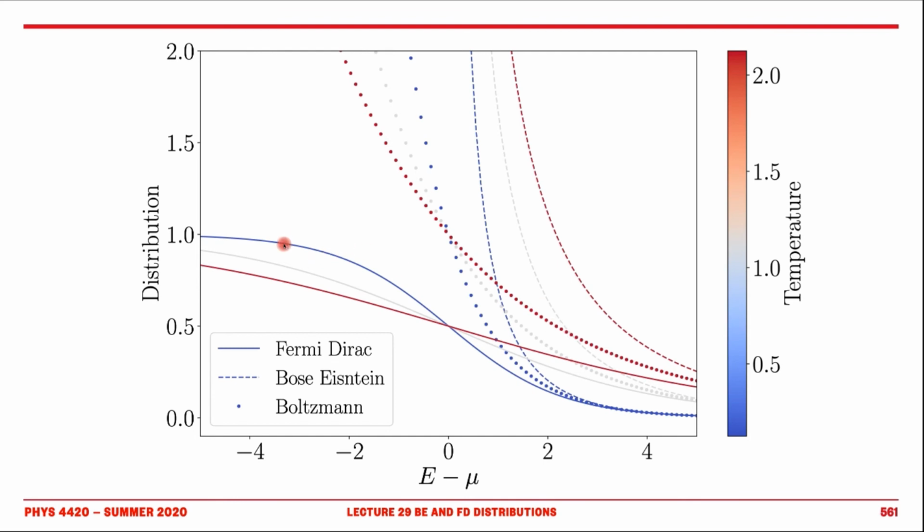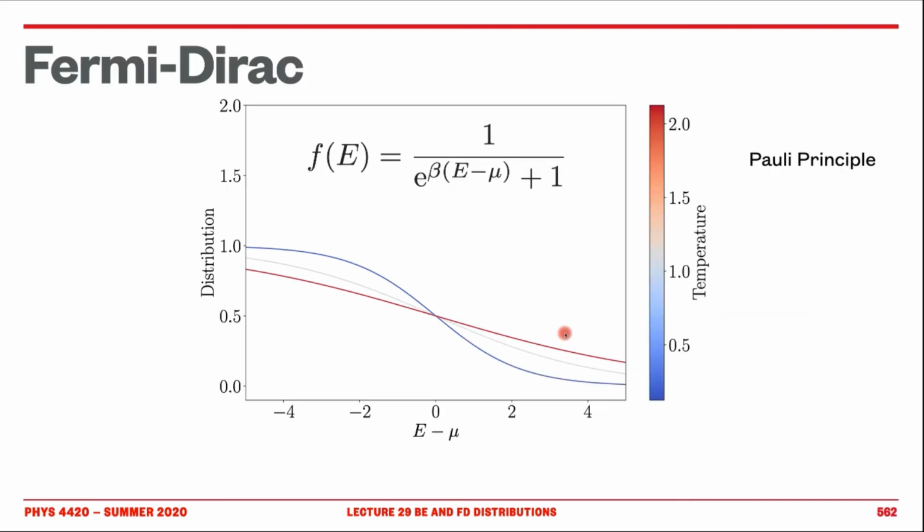I'm going to dissect it, where we have the Fermi-Dirac, Bose-Einstein, and Boltzmann distributions for different temperatures. So before we go into this spaghetti mode, let's try to look at each distribution first. The Fermi-Dirac distribution is this distribution that corresponds to fermions. And here I plotted it for different temperatures.